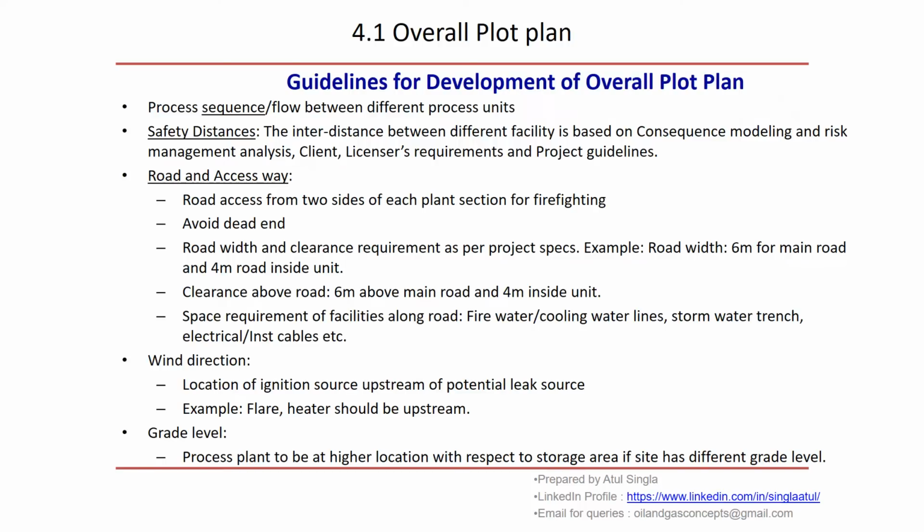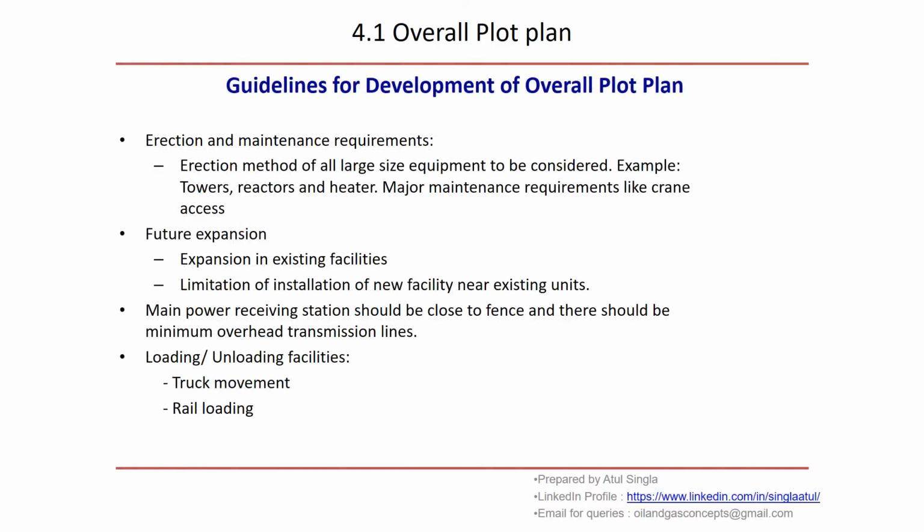Grade level. The process plant is to be at a higher location with respect to the storage area if the site has different grade levels, because suppose there is one process unit and another is a storage unit. We have to connect these two units through some piping. So if an elevation difference is there, then we can get a natural gravity flow. So always we try to locate the storage area at a lower elevation. Okay, so we will continue these guidelines for development of the overall plot plan.